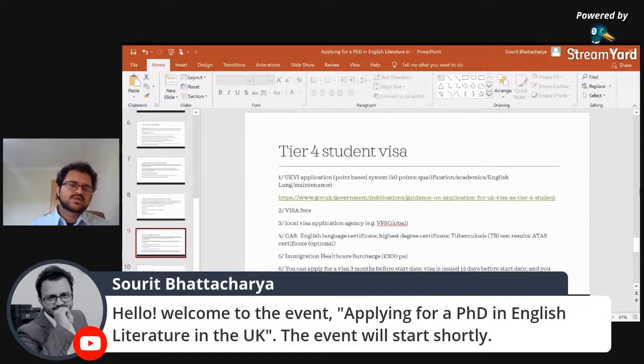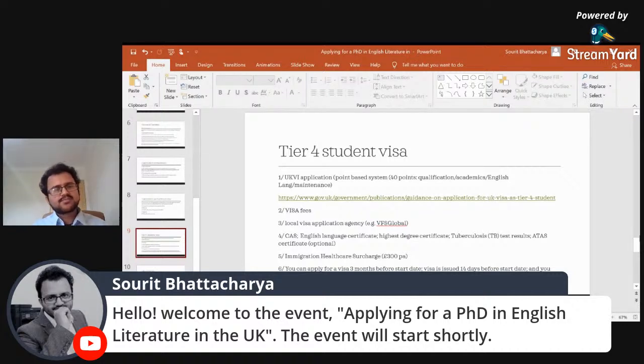Then once you apply, you have to give them the CAS number, English language certificate, and your highest degree certificate. Very interestingly, for the health checkup, the UK only requires TB test results showing that you are all right with your tuberculosis. And there is something called the ATAS certificate. It is optional. It is called the Academic Technology Approval Scheme certificate, I think. Mostly in the UK, especially in humanities and literature, you won't need this certificate.